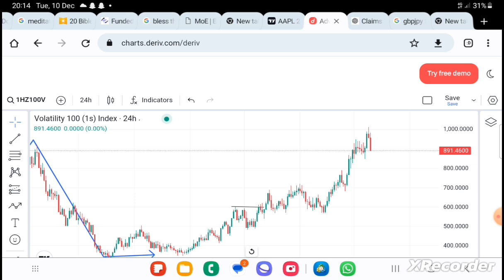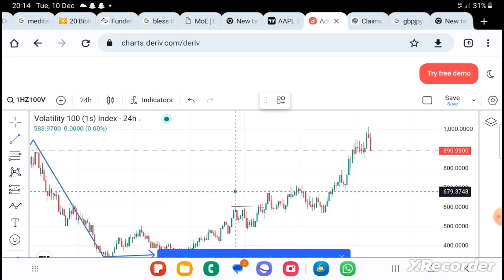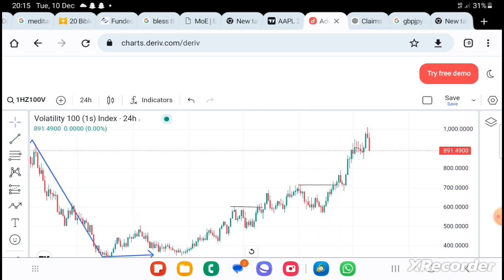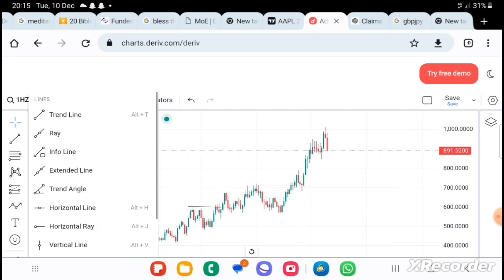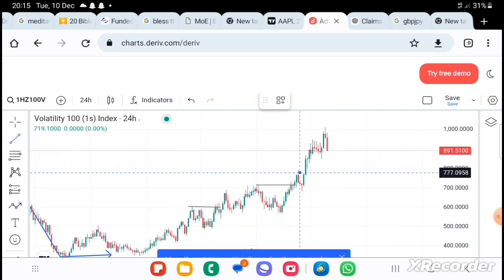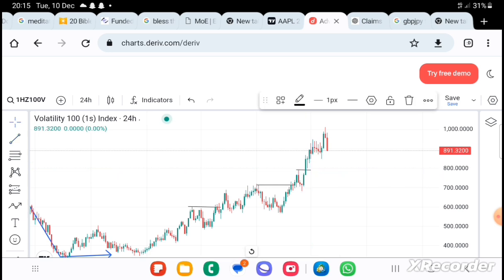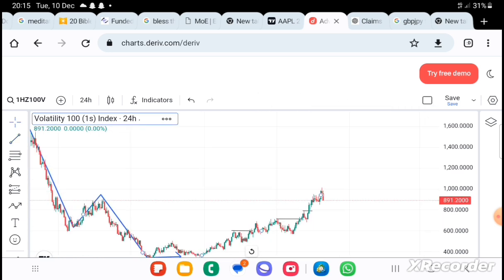So you can see a break of structure over here. Then there's another one over here, right? Then you can see another one to the top, like this, right? So all this is telling you that price wants to be bullish, or wants to go to the upside. So you just want to look for buy opportunities.